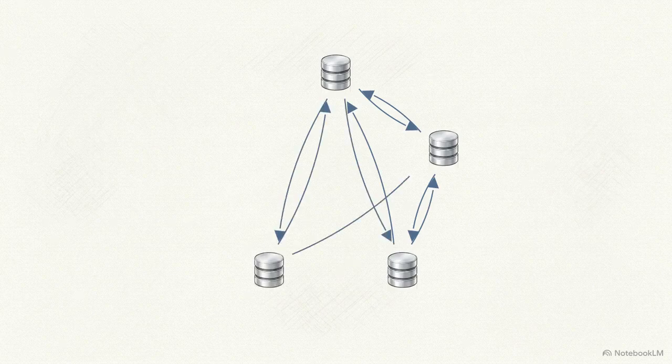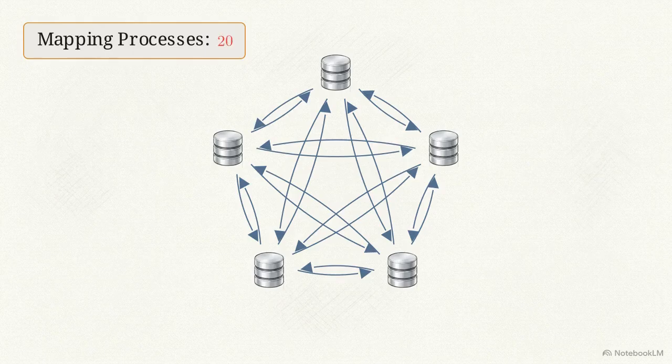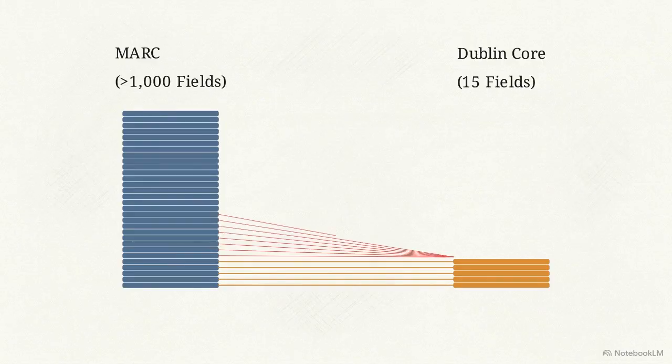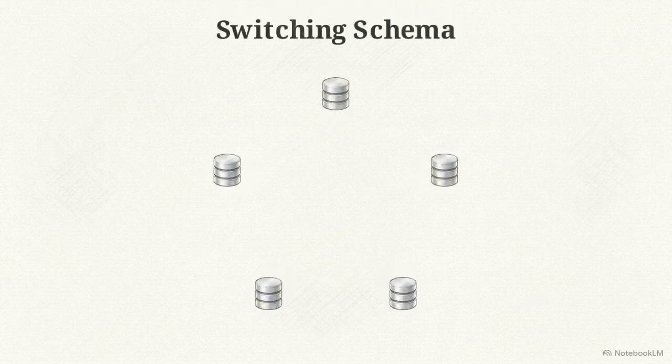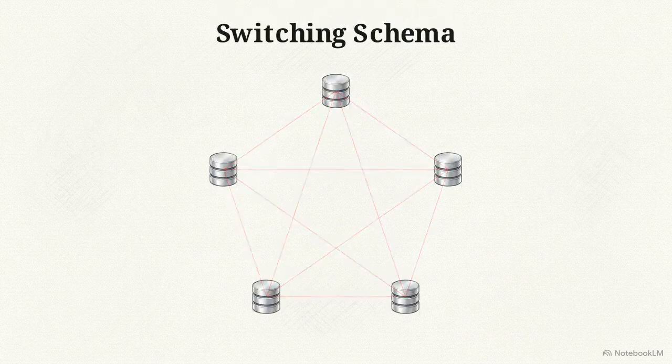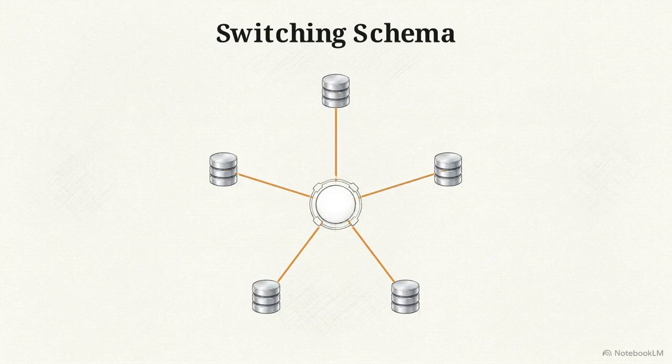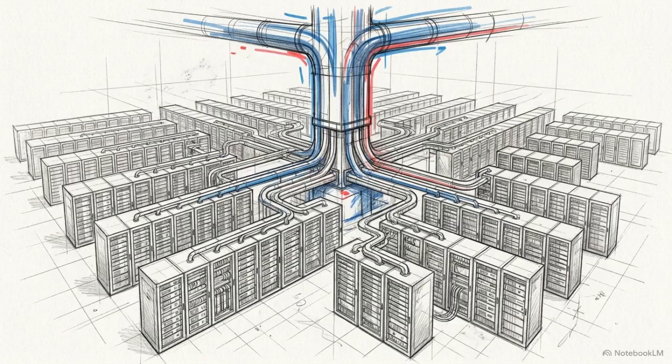But as the number of databases increases, this point-to-point mapping becomes a mathematical nightmare. A network of just 5 different schemas requires 20 separate manual mapping processes, creating a tangled, chaotic web of data paths. Mapping thousands of specific MARC fields down to 15 Dublin Core fields causes severe data loss and equivalency failure. The elegant alternative is the switching schema. Instead of wiring nodes directly together, engineers place a broad schema in the center as a universal hub. Every specialized database maps its data only once, directly to the central hub. This drastically reduces the engineering overhead and minimizes mapping errors across the entire network.